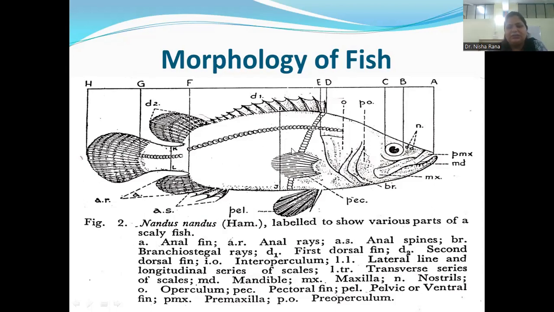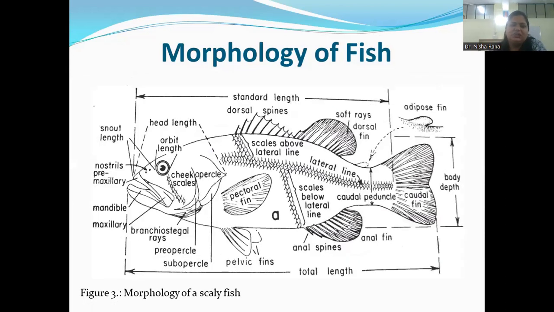Okay, these are the fish fin rays. These are the pectoral fin rays. The number of pectoral fin rays in all Nandus will be fixed. The number of pelvic fin rays will be fixed. Anal also, anal one, and then the caudal also and dorsal also. So these are the prominent characteristics of fishes in a particular type of species. So this is again showing a morphology of a scaly fish, showing various morphological features.